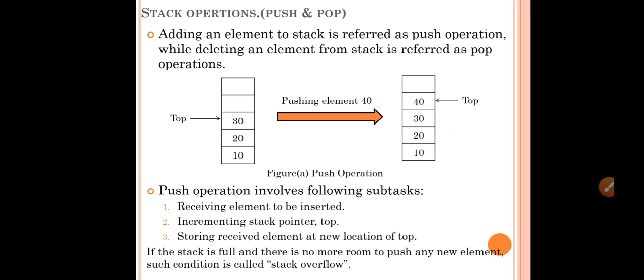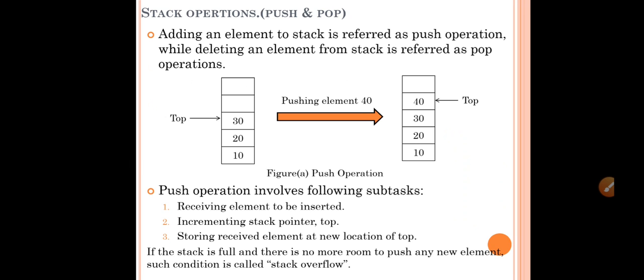So next, adding an element to the stack is referred to as the push operation, while deleting an element from the stack is referred to as the pop operation. So the stack has two operations, which are push and pop. As shown in the above figure, this is a push operation, meaning we are inserting an element to the stack. First we have a stack of 3 elements, 10, 20 and 30. We are going to push the element 40, so it will be pushed to the top of the stack. Top will be incremented by 1 and that element will be pushed to the stack.